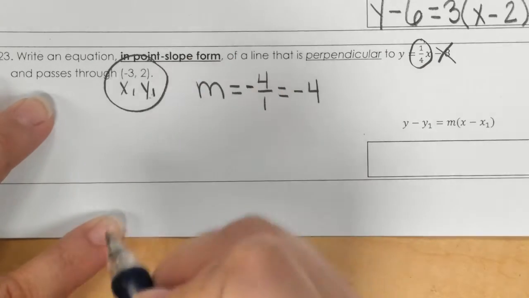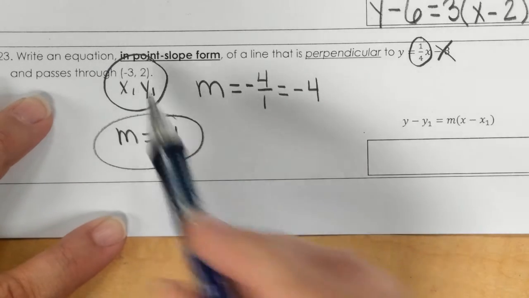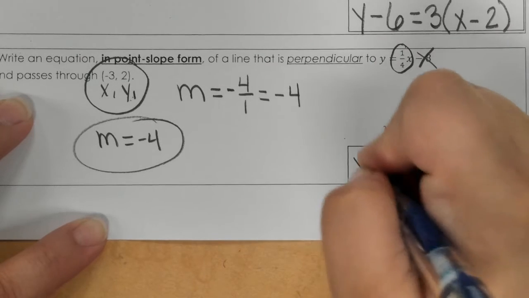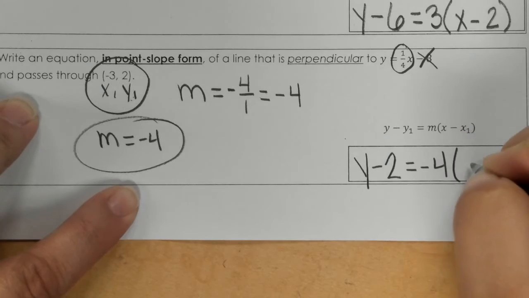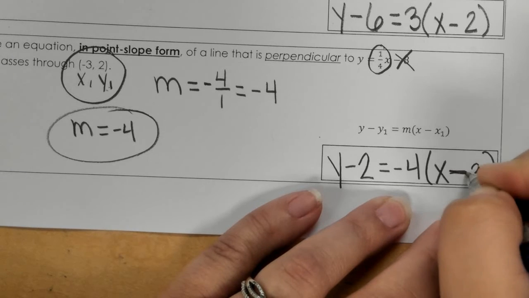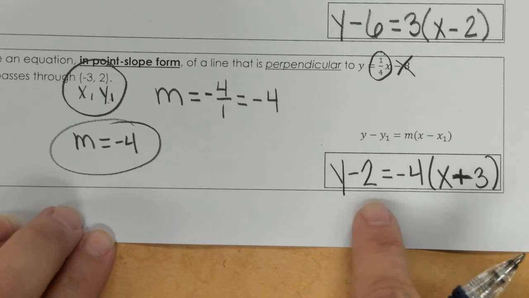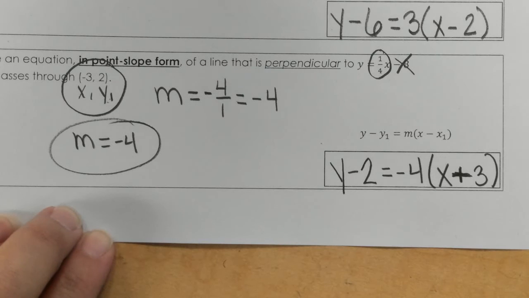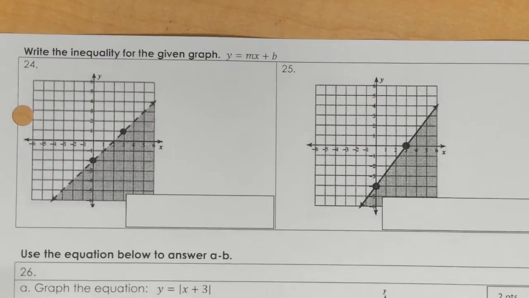So now I have my point, my new slope. Take this and plug it into this formula. And then as you can see, we're going to have a minus -3. So again, double negative becomes positive. So y minus 2 equals -4, parentheses, x plus 3. Okay, now we only have 3 left on the back, and then that's it.